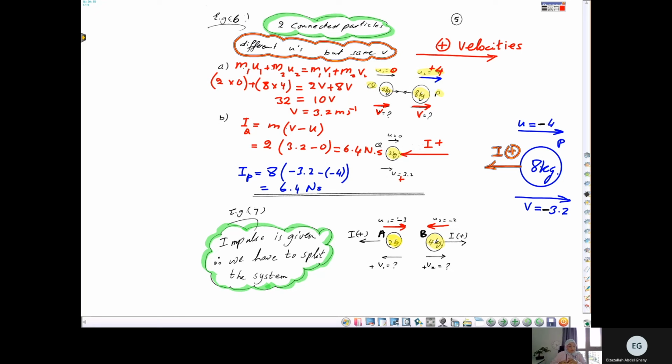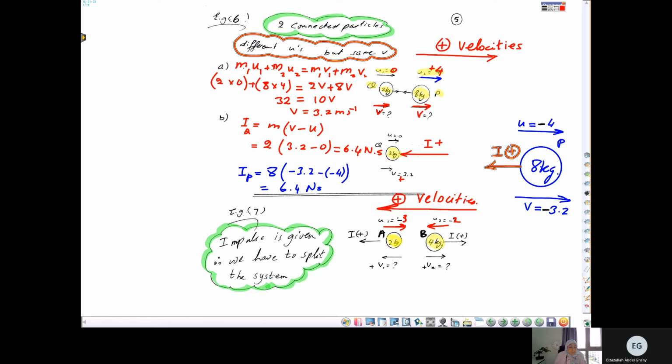Before collision, the speeds of A and B are 3 and 2 respectively. This is 3 and this is 2. But I should guess the positive direction of velocities, like in this direction, for example. Okay?